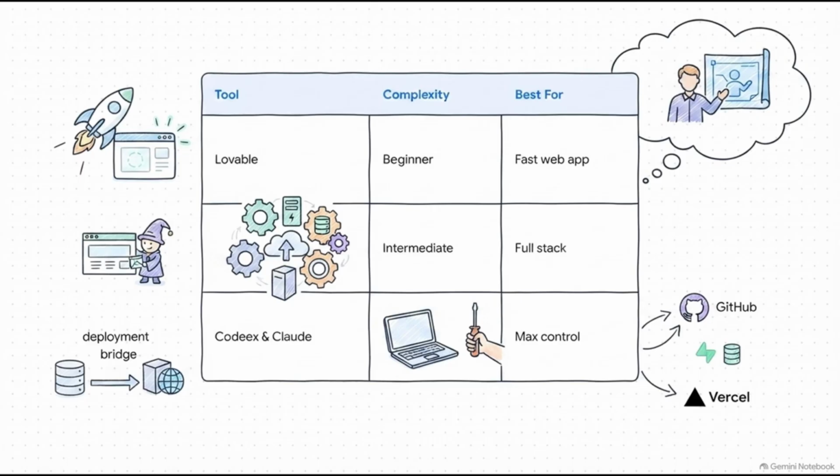Intermediate tools like Replit or Bolt are great because they roll your database, server, and publishing into one single convenient service. And if you're advanced and want maximum control, meaning you own the project files locally and can easily swap out parts later, you'll want coding agents like Codex or Claude Code, paired with tools like GitHub, Supabase, and Vercel.